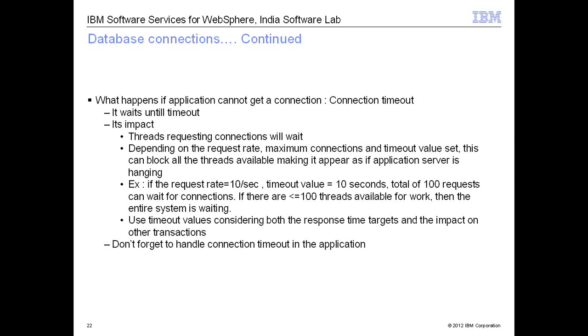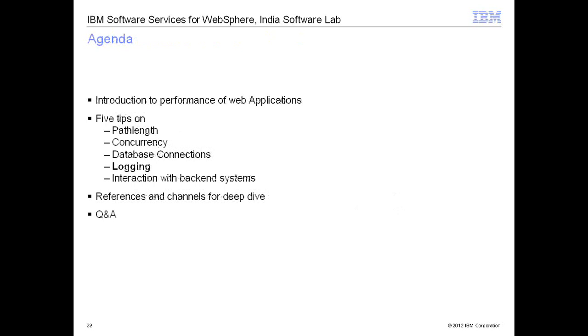And last, a very important point: do not forget to handle connection timeout in the application, which means some applications do have timeouts at the application level. When connection timeouts happen, that timeout should be invalidated. That means you don't have to wait for, let's say, 3 seconds or 10 seconds expecting a response because you know that you can't even go to the database. So go back and give the error message back to the user.